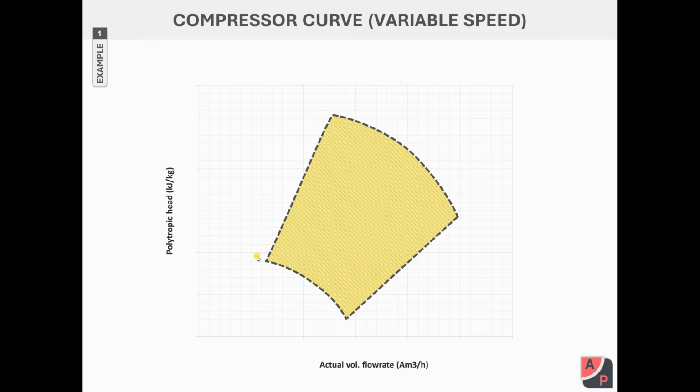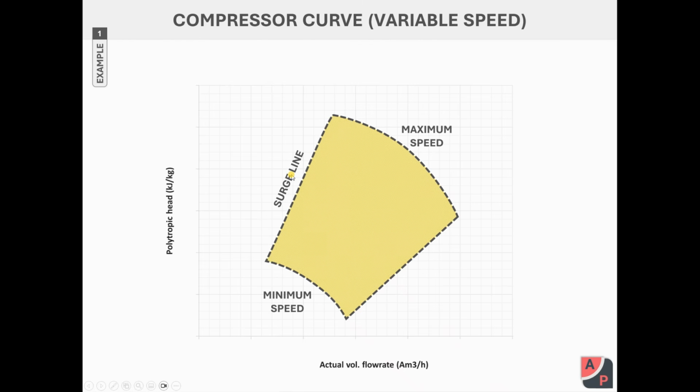Here you can see a compressor curve for a variable speed compressor. If it was a fixed speed compressor, you would have only one curve. But for variable speed compressors, we will have an operating envelope, starting from the minimum speed, and at the top we have the maximum speed. Between these two speeds, we have infinite speeds. So based on the pressure head and volumetric flow, the operating point can change, and therefore the speed will change.